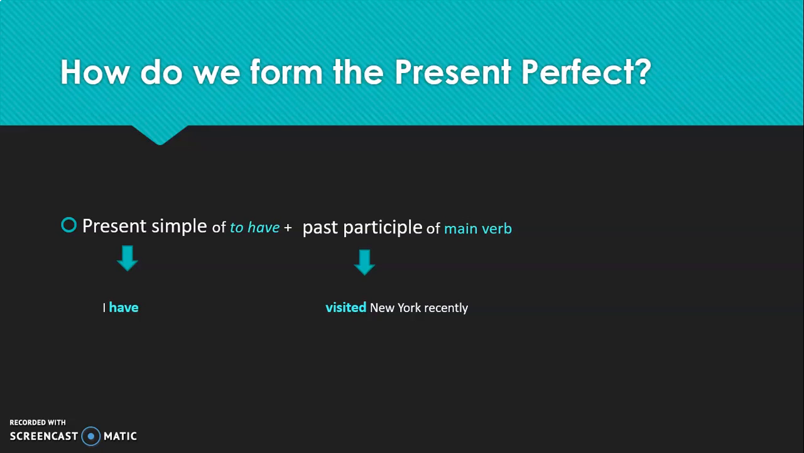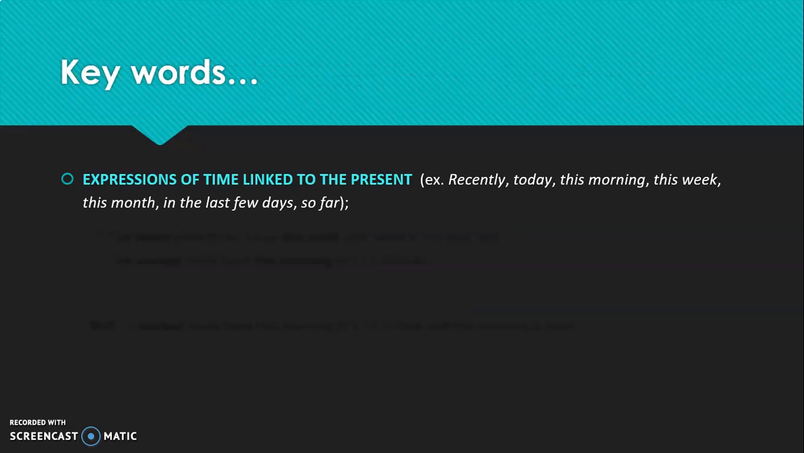So the present perfect has two parts, as we've just said. The first one is the present simple of the verb to have, so namely the auxiliary. And the second part is the past participle of the main verb. In this case, visited New York. Okay, now let's take a closer look at some keywords. So basically some words that usually accompany the present perfect that can help us decide when to use it.